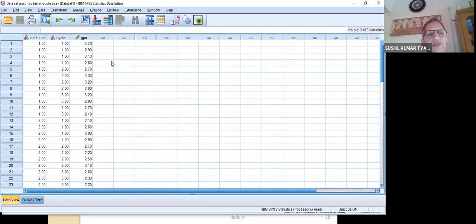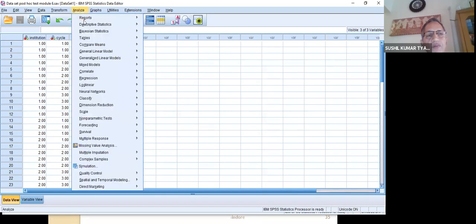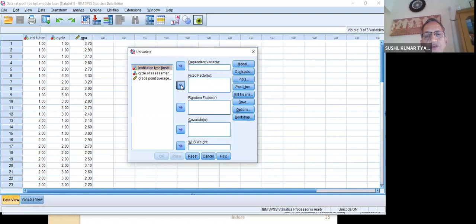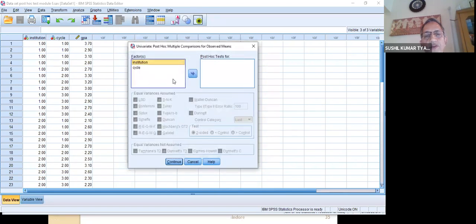This is the same data which I used for the contrast test. I'm now conducting this post hoc test. So analyze, general linear model, univariate, institution type, cycle of assessment, grade point average. And this is the post hoc test. Now this is univariate post hoc multiple comparison for observed mean.